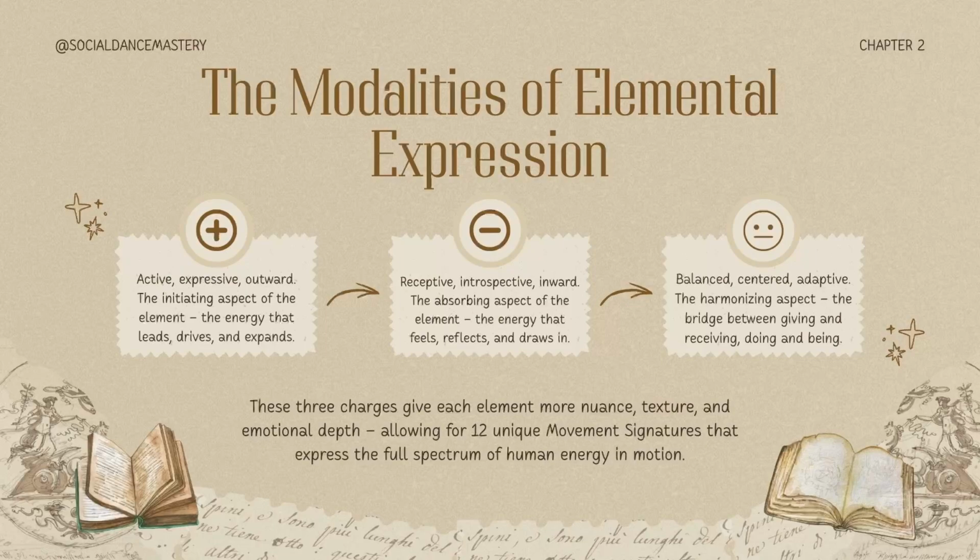And these charges are like emotional filters. They're like different ways that we can respond and how energy moves through our body in that moment. So, for example, positive fire feels like leadership, charisma, and confidence. Negative fire feels like passion turned inwards, seductive, mysterious, magnetic. Neutral fire is balanced, self aware, power that's steady and composed. So we can do this for each element, and it gives us even more nuances as to how movement can be expressed so we can further understand things.